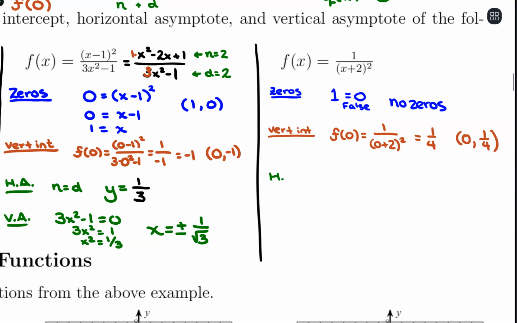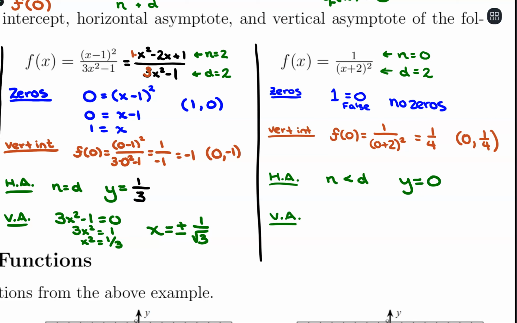Then horizontal asymptote. So the numerator is just 1, so that tells me the degree of the numerator is 0. In the denominator, we have this x plus 2 squared, which if I FOIL that out, it would be an x squared for the leading term. So our degree in the denominator is 2. So when we compare, the degree of the numerator is smaller than the degree of the denominator, which tells me the horizontal asymptote is y equals 0.